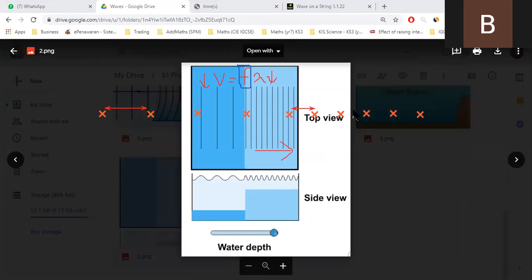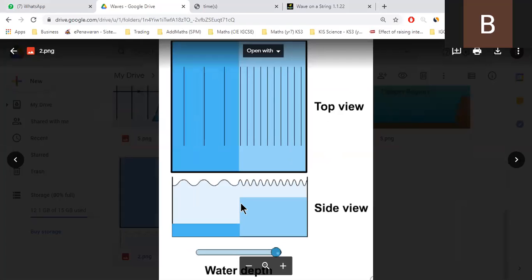So you see this diagram, the top view and the side view. Side view, same thing. We have a longer wavelength over here. This is the deeper region, right? Deeper region over here, so you have a longer wavelength. And as it goes to the shallower region, you have a shorter wavelength. Shorter wavelength means that the wavefronts are closer to each other.